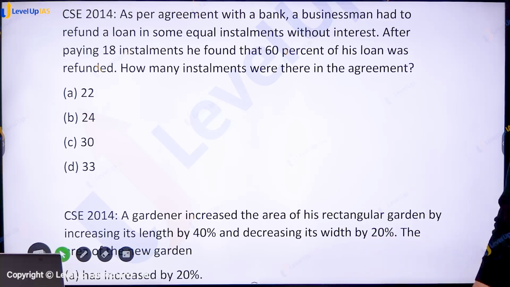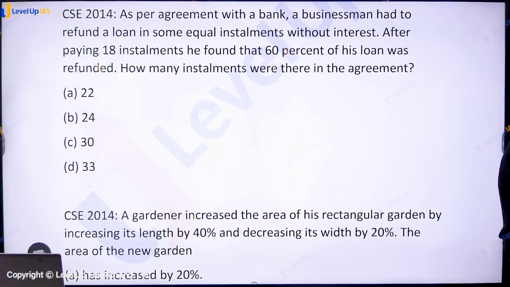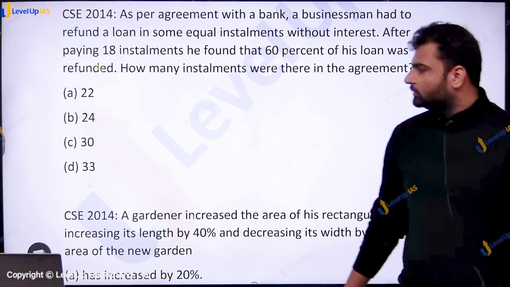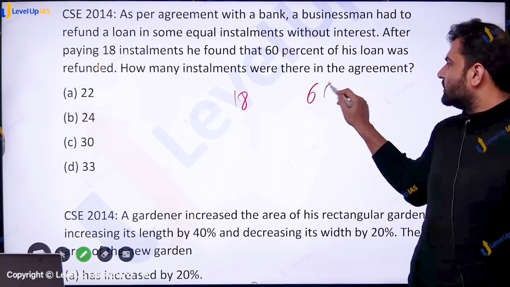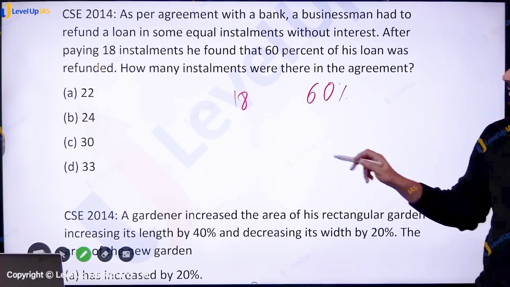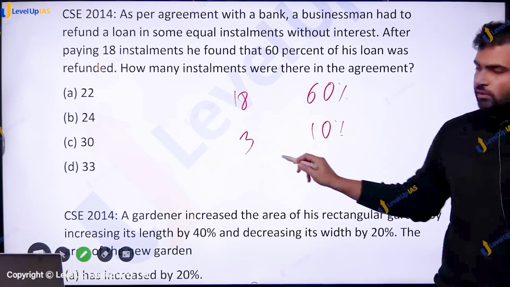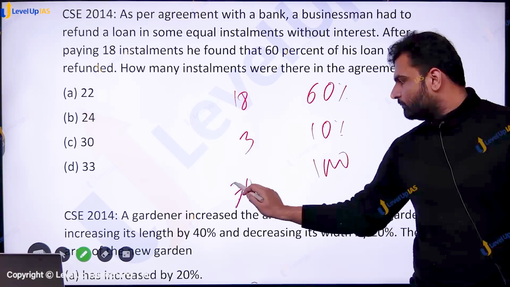Yes, you have solved this question in the last topic. Everyone remembers. 18 installments is equal to 60%. All the installments are equal, so we don't have to think about anything else. 18 installments is 60% of the total installments. So what is 10%? 3, 1/6 of this. So what is 100%? 10 times that, so 30. Right?